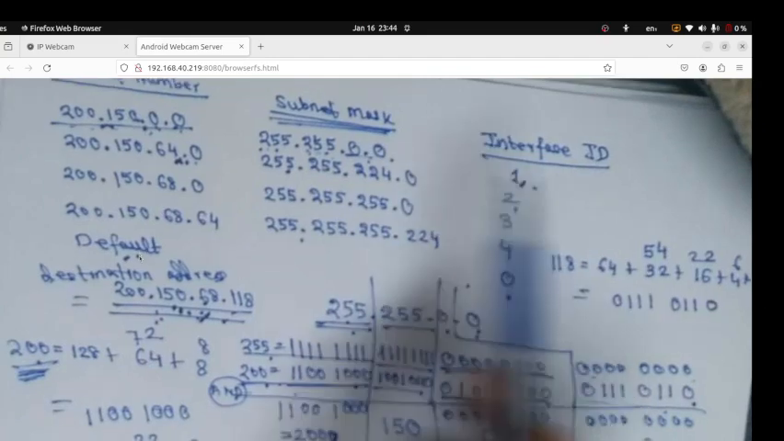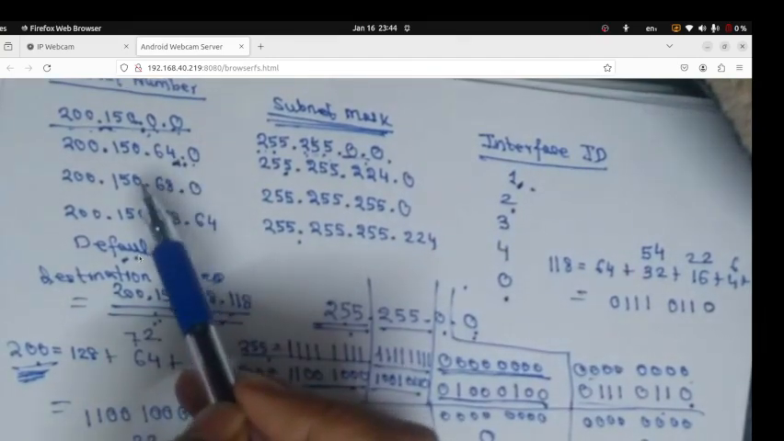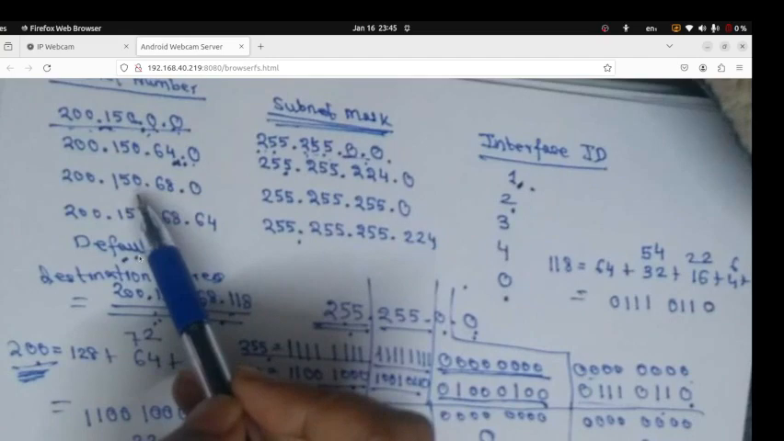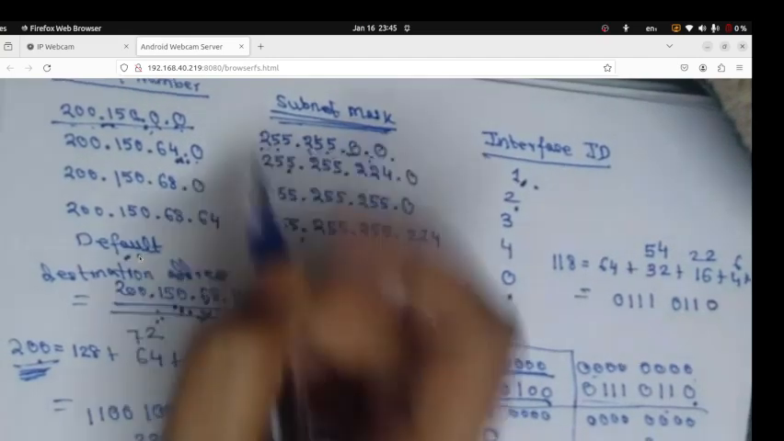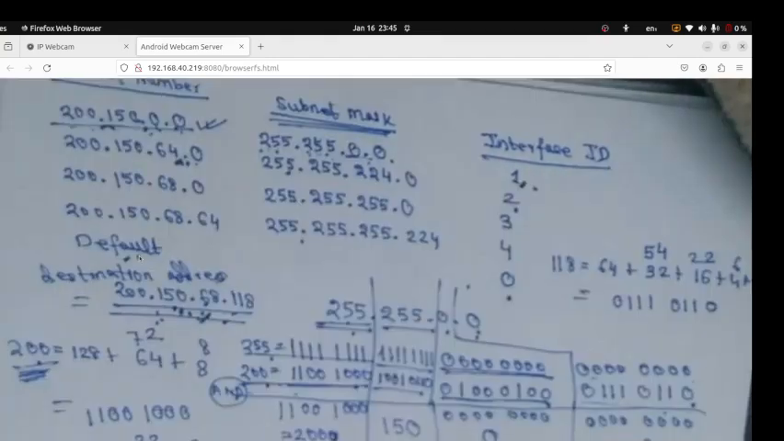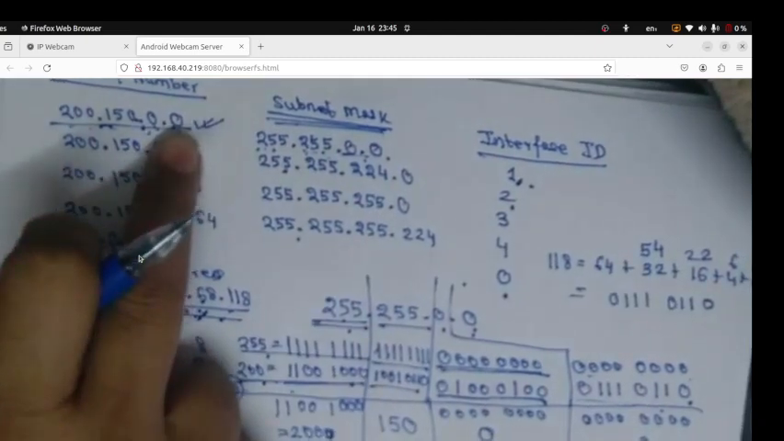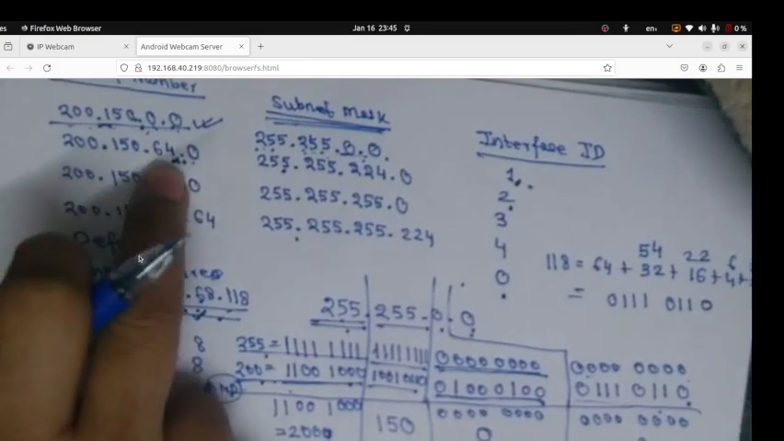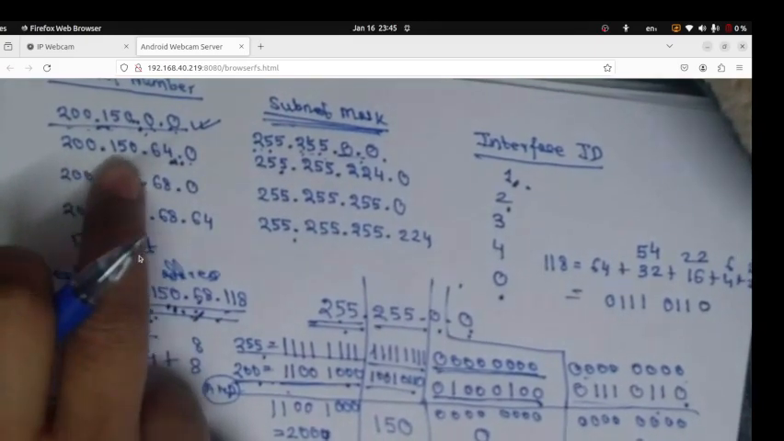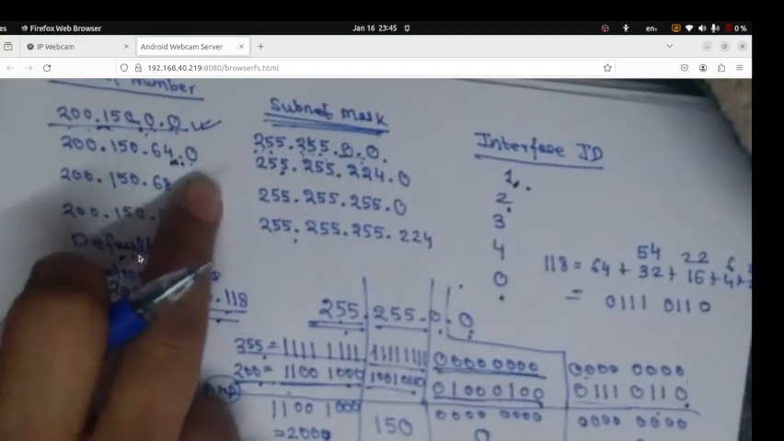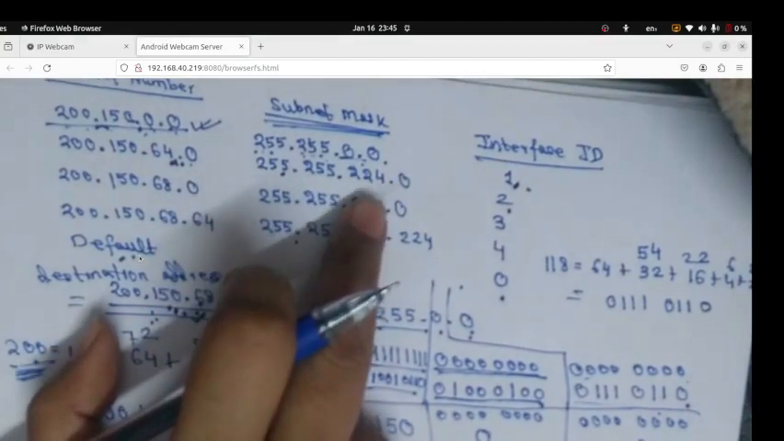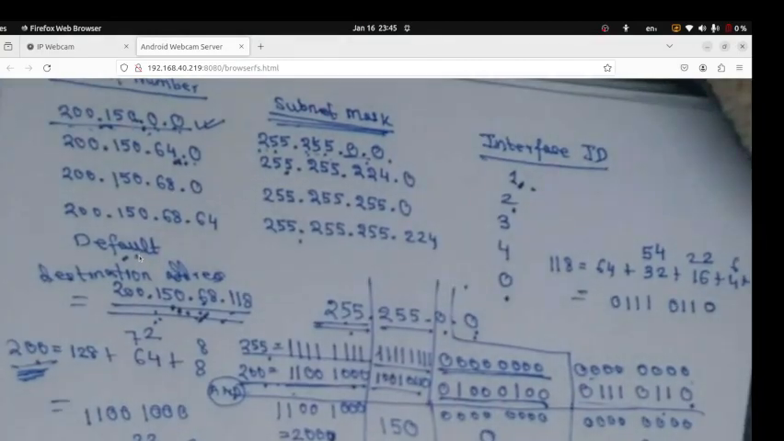No, we have to check all of these, because there can be more than one match. In that case, the network with the longest network part will be chosen. So, this destination network matches this particular entry in the routing table. The next entry in the routing table is 200.150.64.0, and the mask is 255.255.224.0. So I will write this mask.